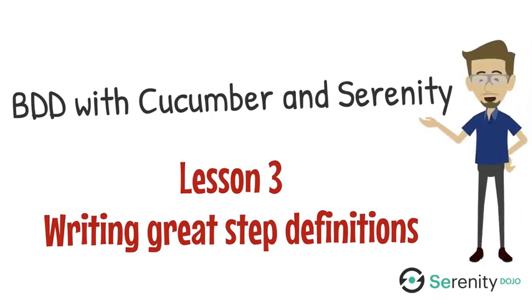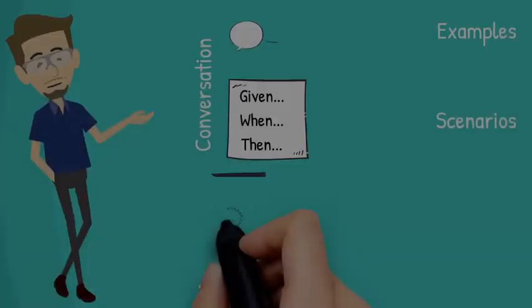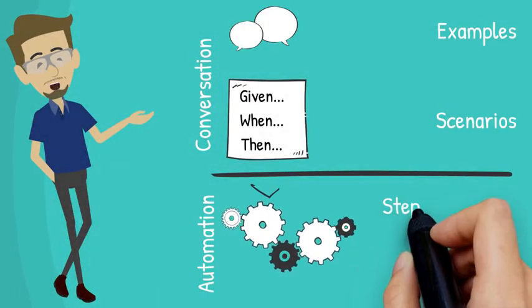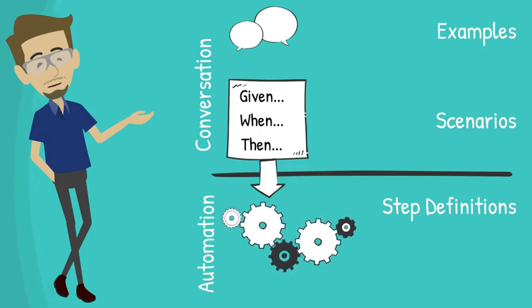Hi there, welcome back to our course on BDD with Cucumber and Serenity, and to Lesson 3, Writing Great Step Definitions. Previously, we saw how behavior-driven development allows us to use conversations and examples of behavior to understand how a system should function, and what the users need it to do for them.